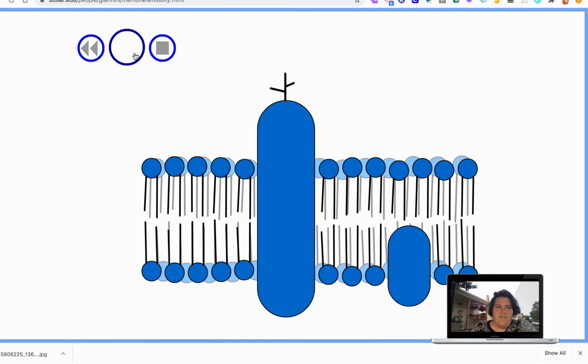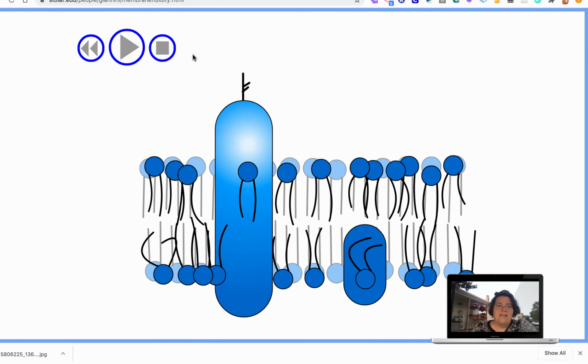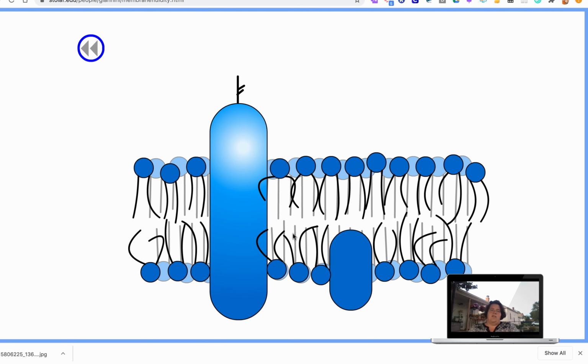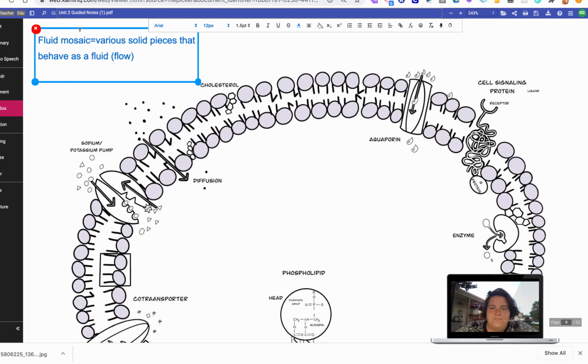Okay, so just to look at that again, that's what it means by fluid mosaic model. We have a lot of little solid pieces here that when they're together, they have a structure, almost a singular structure of that membrane to them, and they are going to behave like a fluid.